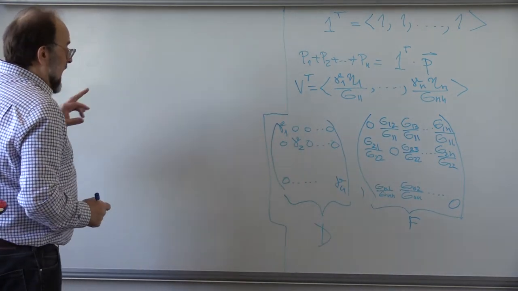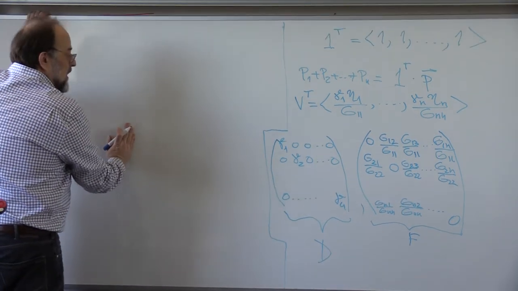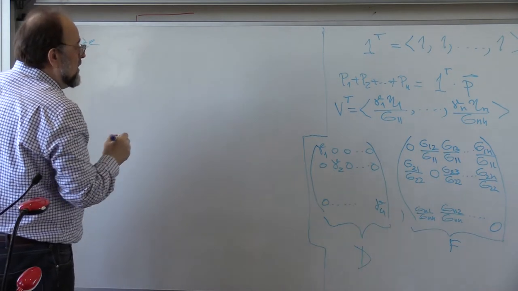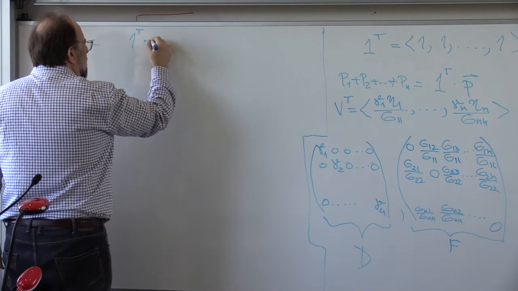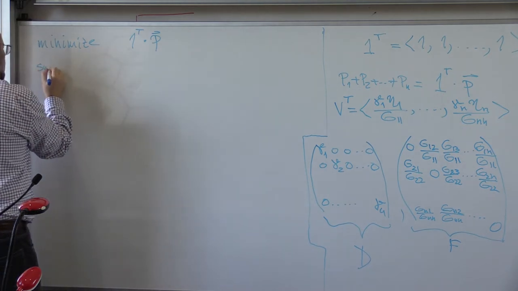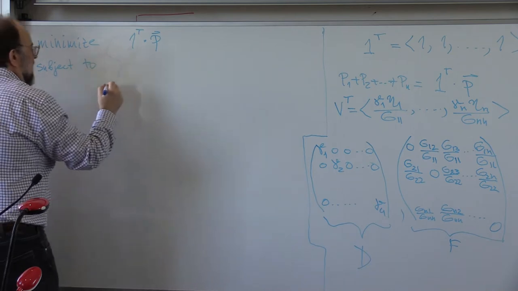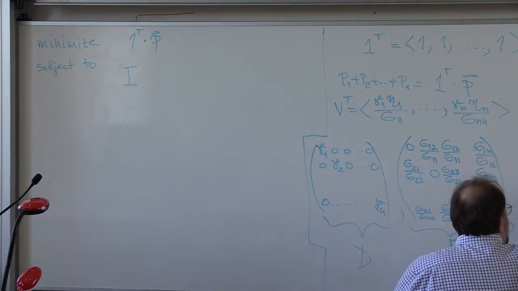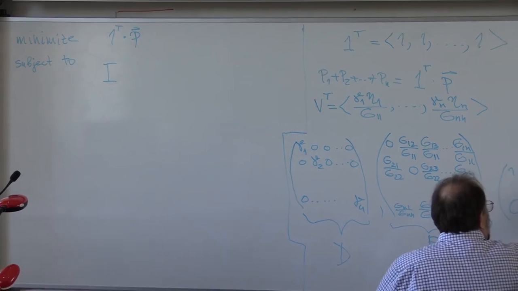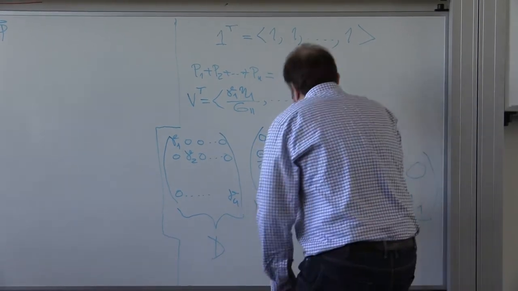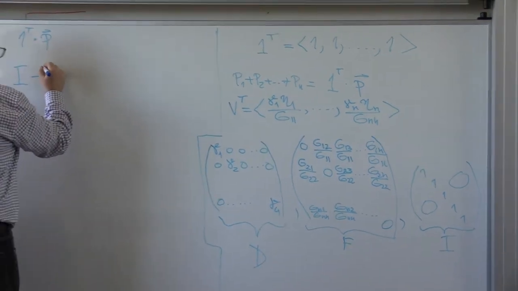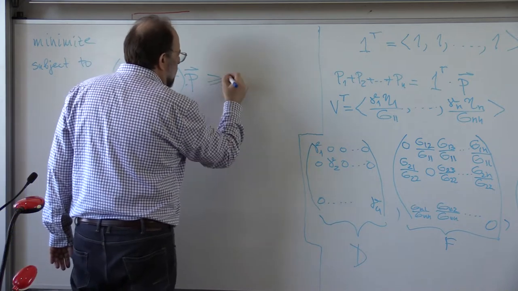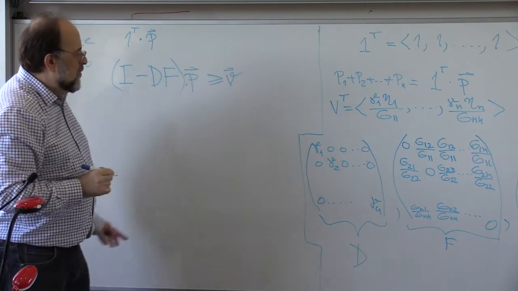So now we can write this linear program in a much more compact way. We can say minimize the dot product, right? 1 transpose dot P, subject to, and then we will have the identity matrix. So what is I? Let me write here also I. I is just one on diagonals, and then zeros everywhere. This we will call the identity matrix, right? So it's I minus DF times p, right, is bigger or equal than vector v, where vector v is this.